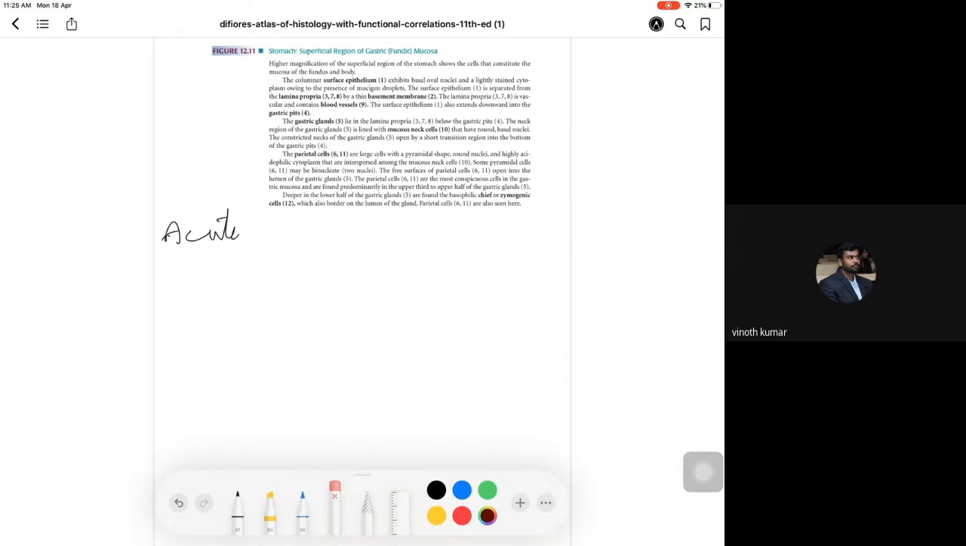Acute gastritis, enteritis, colitis, proctitis. They are all the same. Here, there is no architectural change. In acute, there are no architectural changes.